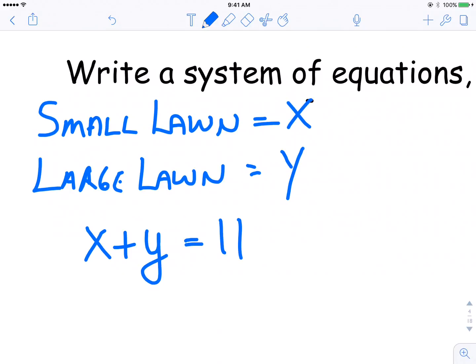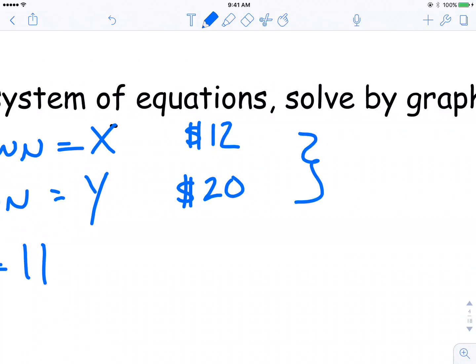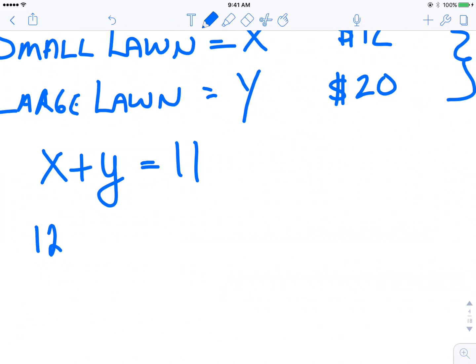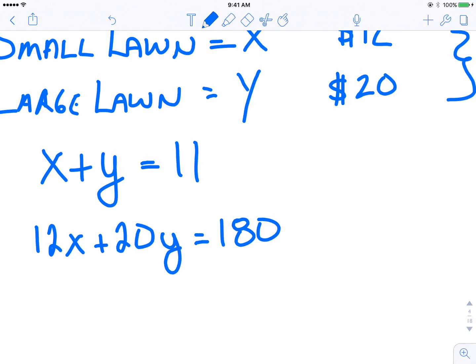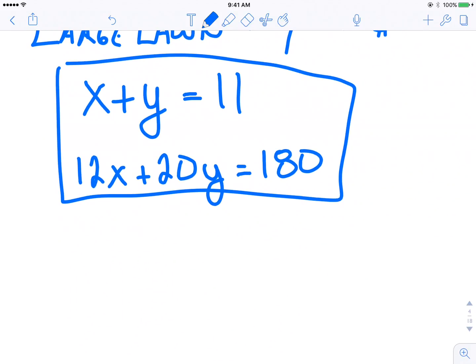And we also know that she charges $12 to cut a small lawn and $20 to cut a large lawn. So we could figure out a value equation that represents a total amount of money of $180. So that would be 12 times our small lawns plus 20 times our big lawns is equal to $180. So now we have our system of equations. We have our two equations that we can graph on the same grid and find where they crisscross. So again, let's quickly graph those. X plus Y is equal to 11.